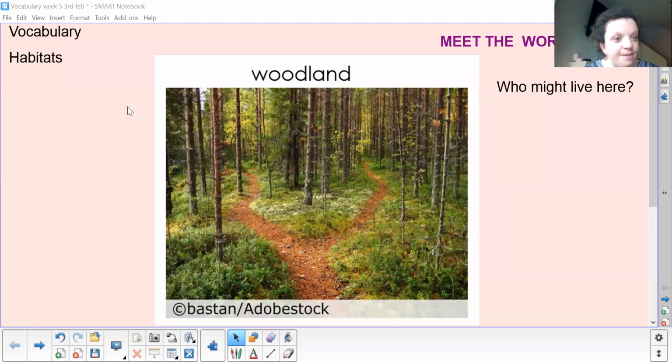But to start with, with your pen and paper, or with a partner, or in your head, or with a family member, have a little look at this picture and think about who might live here. Pause the screen and have a go.